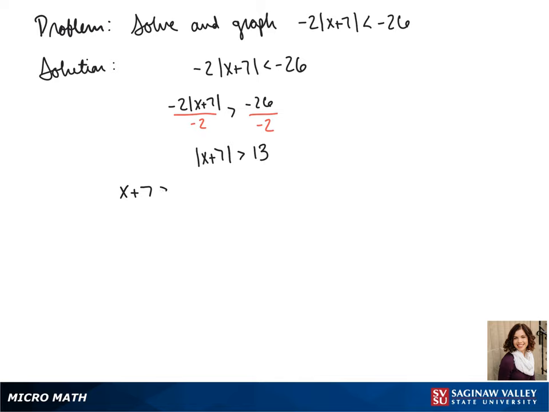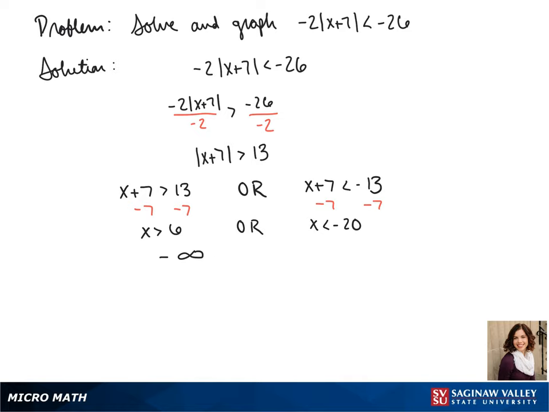X plus 7 must be either greater than 13 or less than negative 13 so that the absolute value of that number is greater than 13. So to get x by itself, we subtract 7 from both sides and we get x is greater than 6. Again, we subtract 7 from both sides. So our possibilities for x are values greater than 6 or less than negative 20.